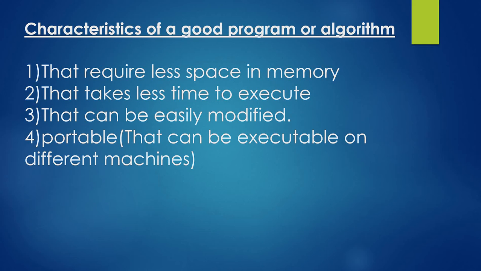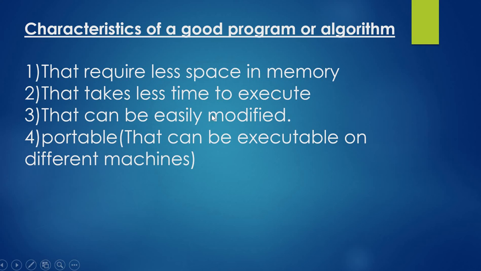See, the first condition: it requires less space in memory. When we are selecting one algorithm or program, if that program takes less storage space in memory, that program will be efficient. Then the second condition: it takes less time to execute. That is, the program needs to execute fast. The program that executes fast will be good.